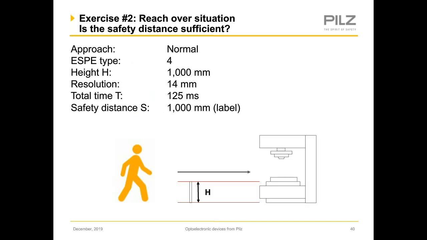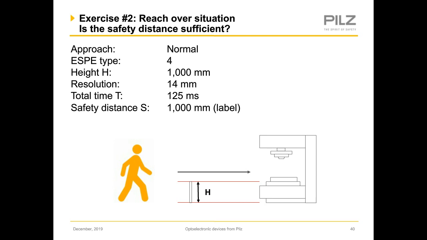But now we've got to look at, when our light curtain is the protective device, we've got to make sure that we don't run into any reach over situation. So in this example, we have the light curtain. The size length is fairly low, and we have the height of just a meter, like 3.3 feet. Resolution 40 millimeter. Total time is 125 milliseconds. Safety distance on the label is 1,000 millimeters.